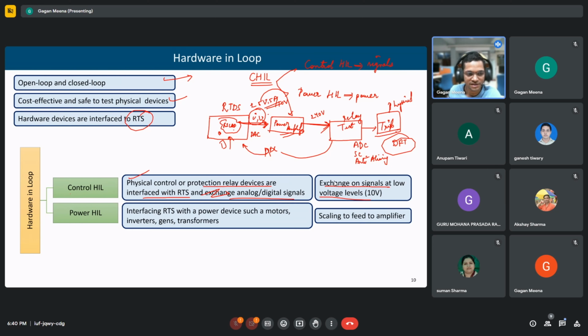Then second is power hardware in loop. So here the test devices are power devices which draw a huge amount of power, such as motors, inverters, generators, and transformers. So these are interfaced with the real-time simulator. Here, instead of this relay, we will be having these motors or high power devices. The same thing we can do, open loop as well as closed loop, here also.